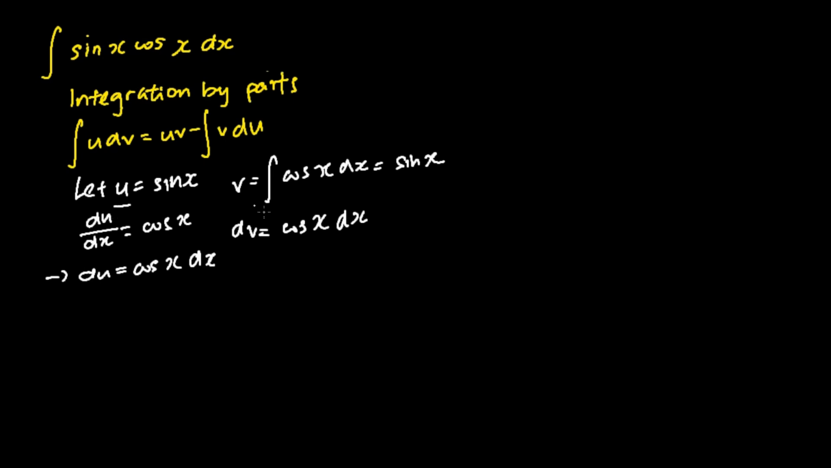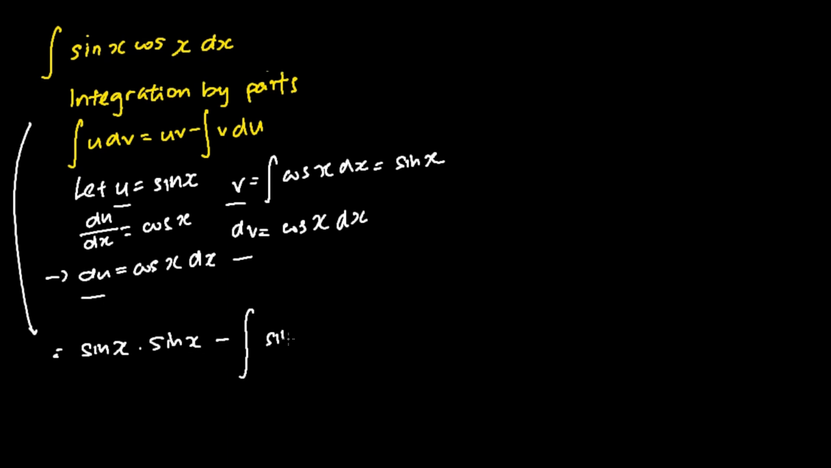Once I found my u, v, du, and dv, I can apply the integration by parts formula to move on to the next step. I will get the following: my u is sine x, my v is also sine x, subtracting away the integral of v, which is sine x, and my du is equal to cosine x dx. So this is equal to sine square x minus the integral of sine x cosine x dx.